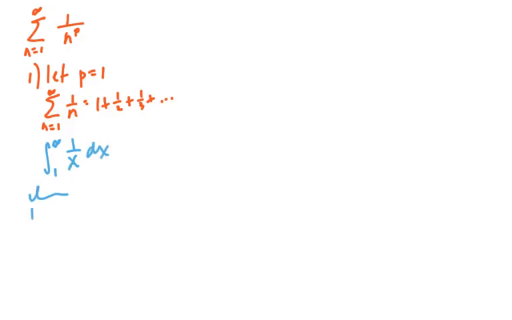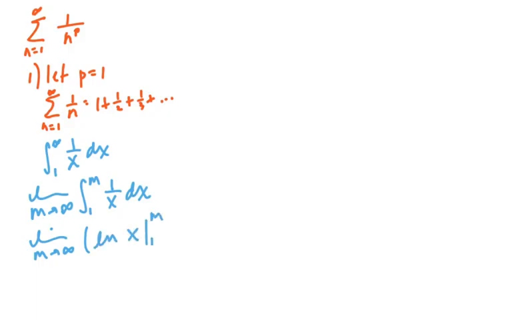Now we need to look at the limit because it's an improper integral. So I'm going to do the limit as m approaches infinity, from 1 to m. Now when we integrate that, the integration of 1 over x is natural log of x. So we have natural log of x from 1 to m. So this means we have the natural log of m minus the natural log of 1. By the way, the natural log of 1 is 0. The natural log of infinity is infinity, so this is divergent. So that means that this one is divergent.